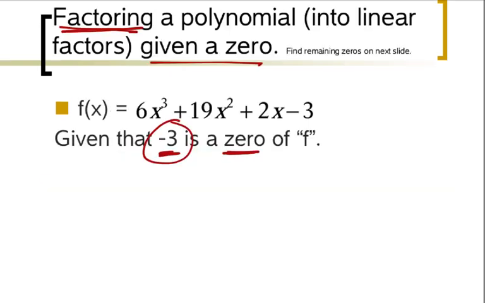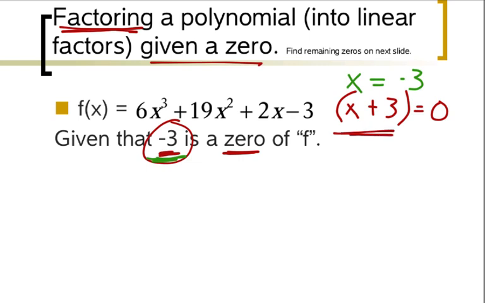Here we have a root, and we need to treat it as if it came from a factor, because it actually did. The reason that we have negative 3 is because we have x equals negative 3, and that came from x plus 3 equals 0. So this is a factor. What we can do is use this root and synthetic division to find the remaining factors.